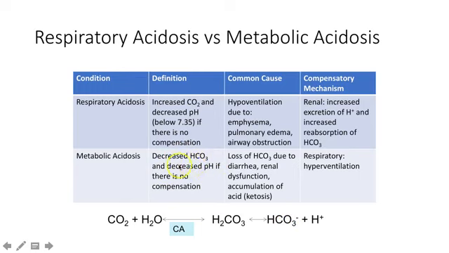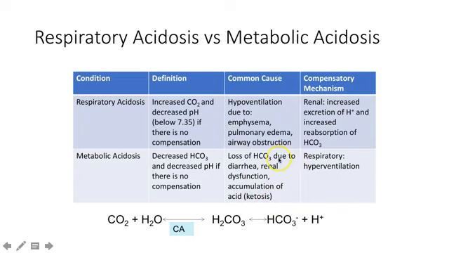Okay, so we're losing these bicarbonate ions, and again, that's not helping us buffer any of the hydrogen ions. So when do we lose these bicarbonate ions? Well, if you have diarrhea, you tend to lose a lot in loose stool. Renal dysfunction, like your kidneys are just filtering out way too much for some reason, or not being able to reabsorb it, or an accumulation of acid, as you might see in extreme ketosis.